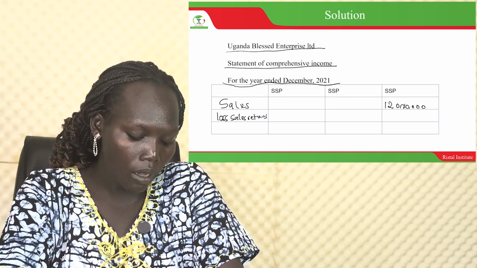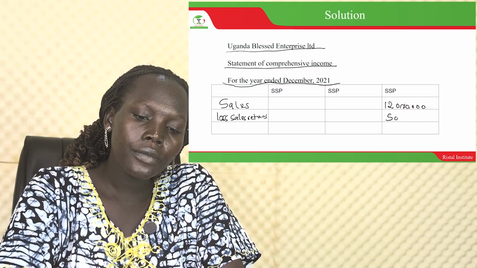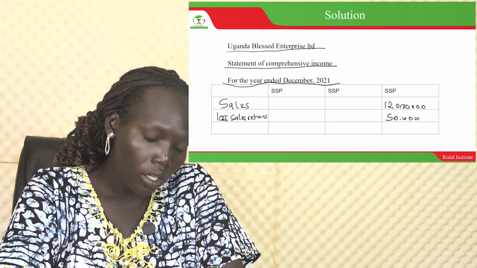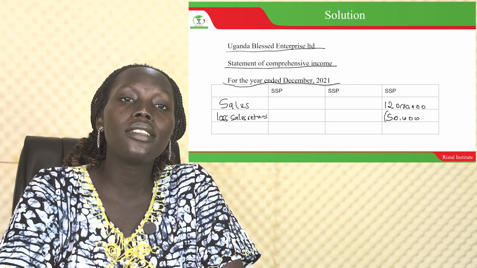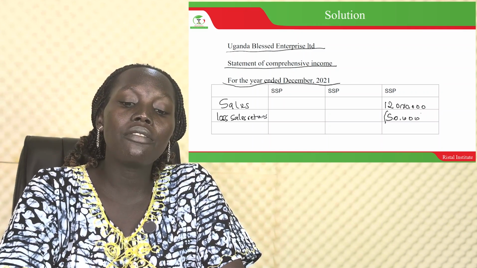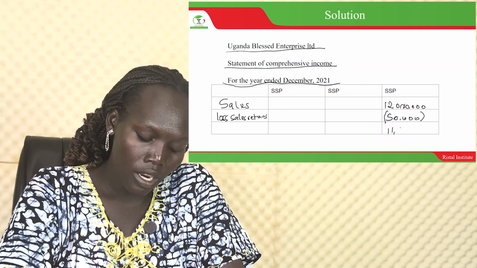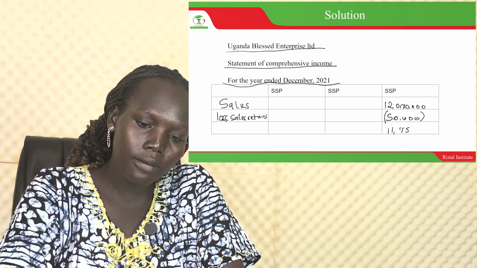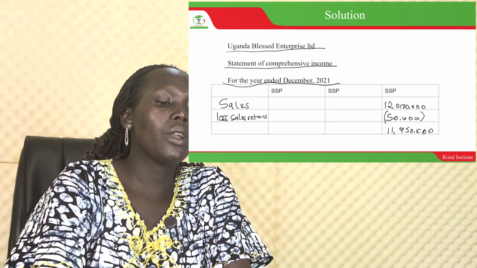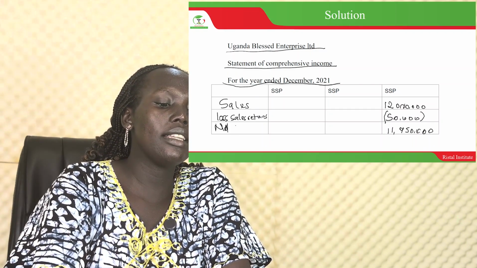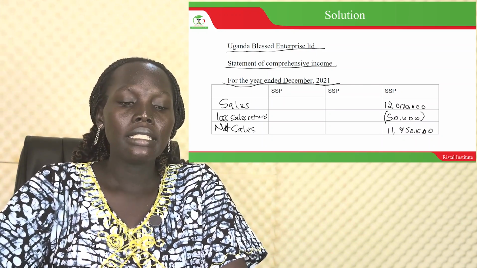How much was the sales written off? It was 50,000. When you subtract, because whenever you're lessing in accounting, you put that figure in brackets. So you get the total amount of 11,950,000. This is the net, and we can call it net sales.